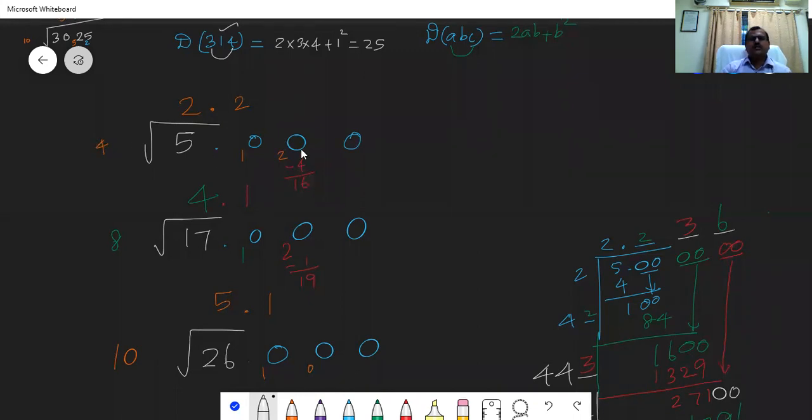How many 4s are there in 16? 4 4s are 16. But what is your next part? You have to multiply this 2 into 4, 8 into 2, 16. You can't subtract from 0. So we have to go backtracking. When you go backtracking, instead of 4 fours are 16, I have to take 3 fours are 12, balance 4, 40.